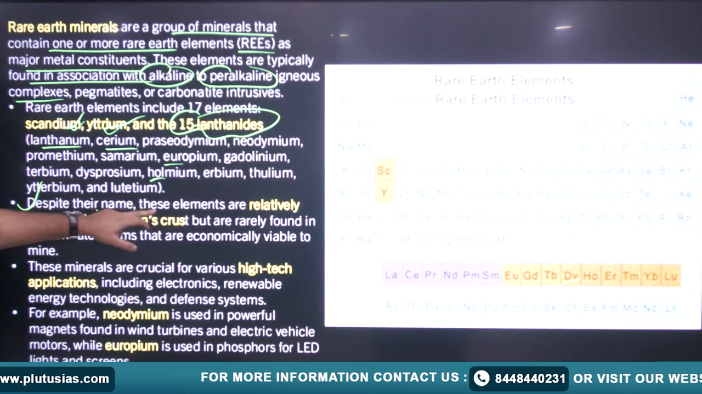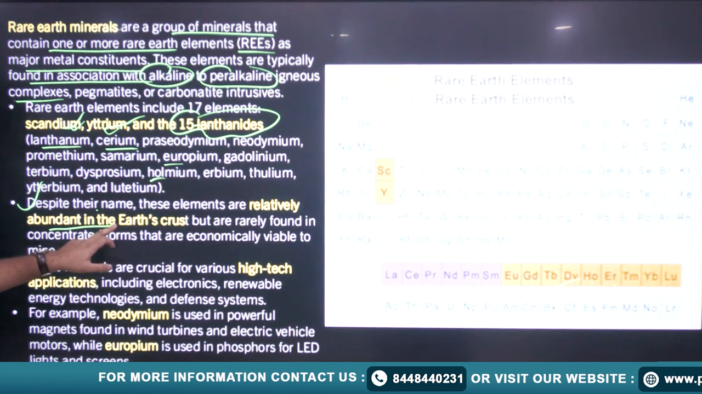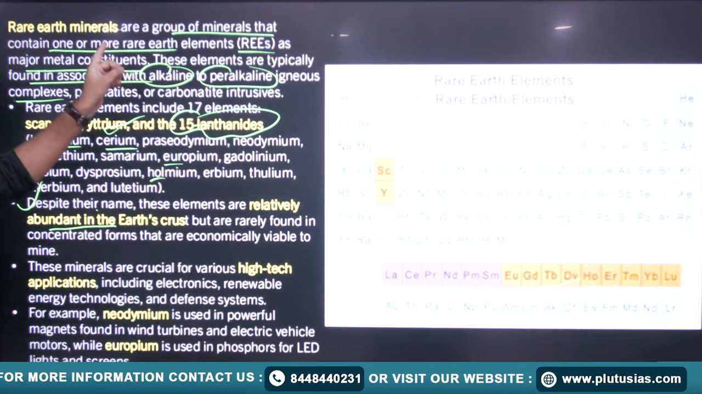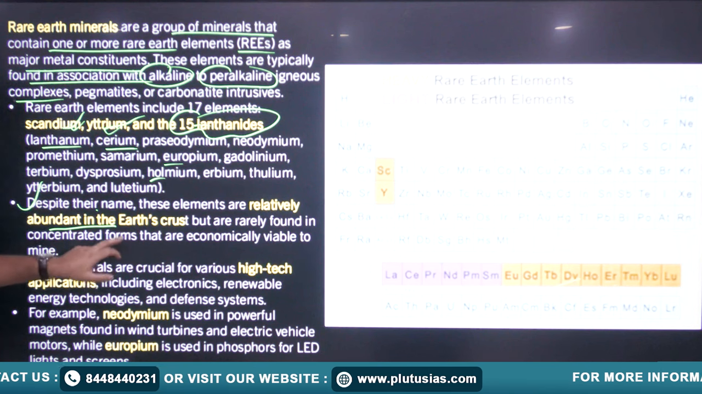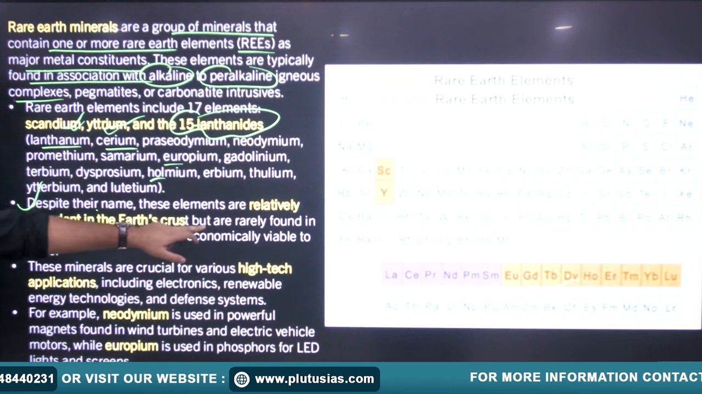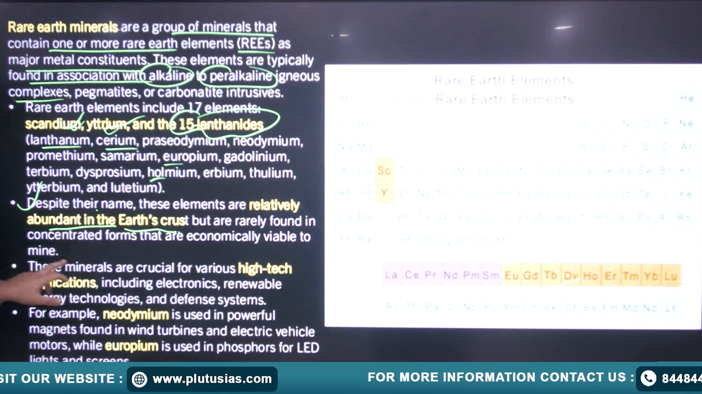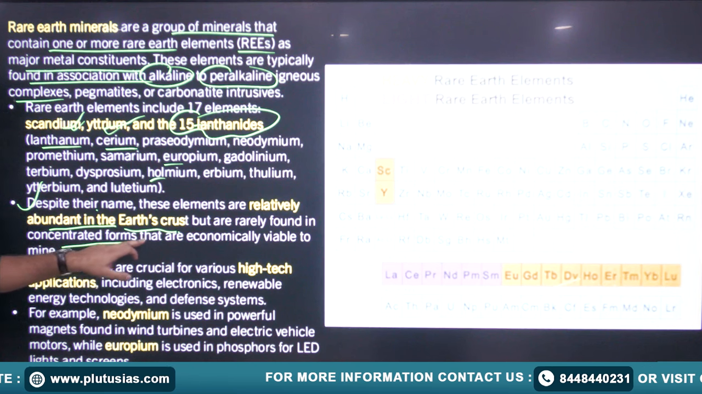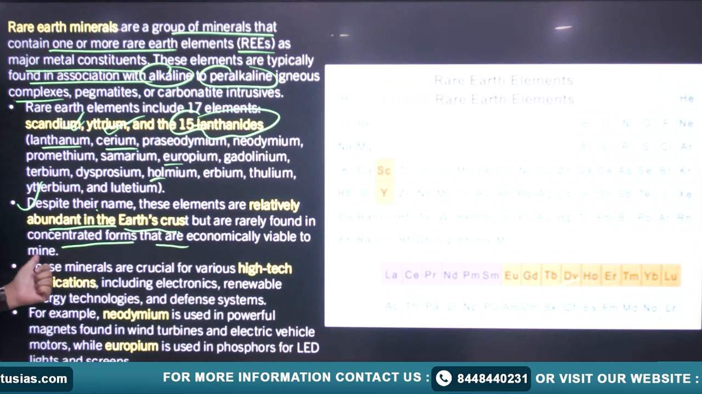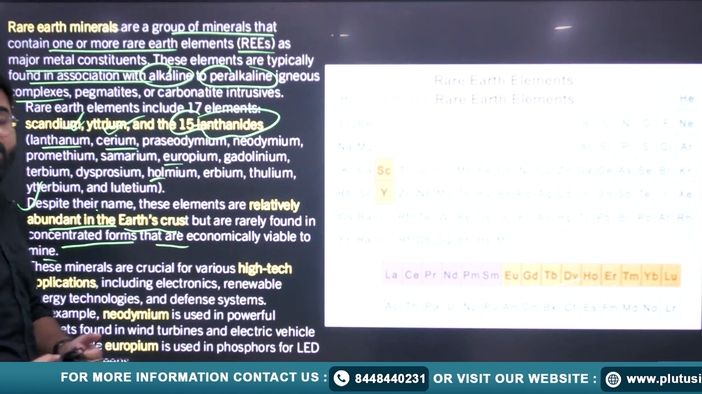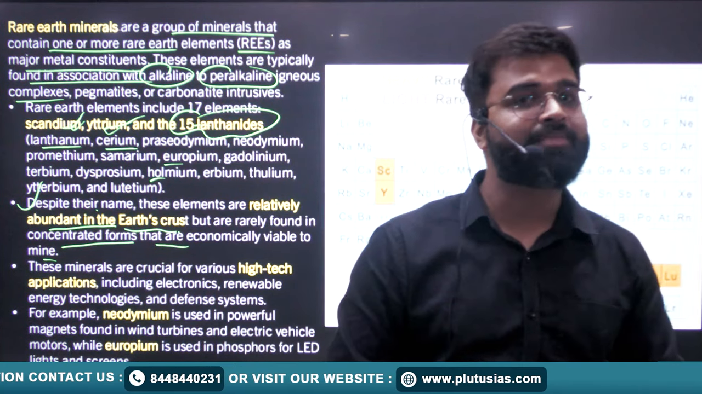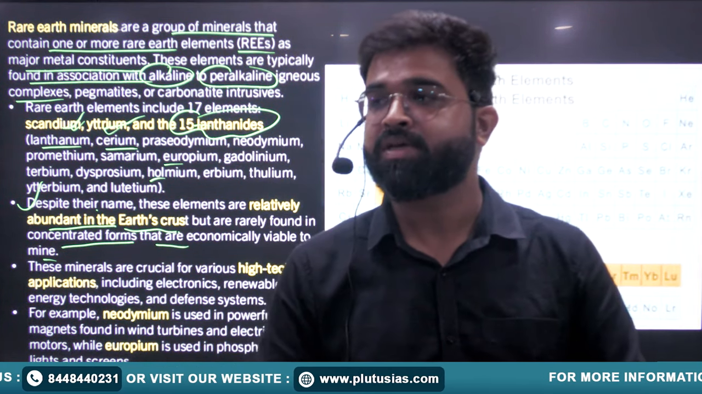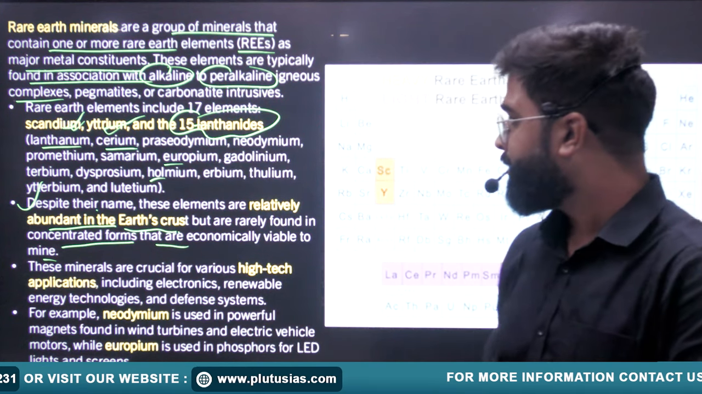Despite their name, these elements are relatively abundant, but still they are known as rare earth. Rare means rarely found, but they are abundant in the earth's crust. But the point is, they are rarely found in concentrated form, and that is why they are uneconomical to mine. That is why they are known as rare earth minerals.